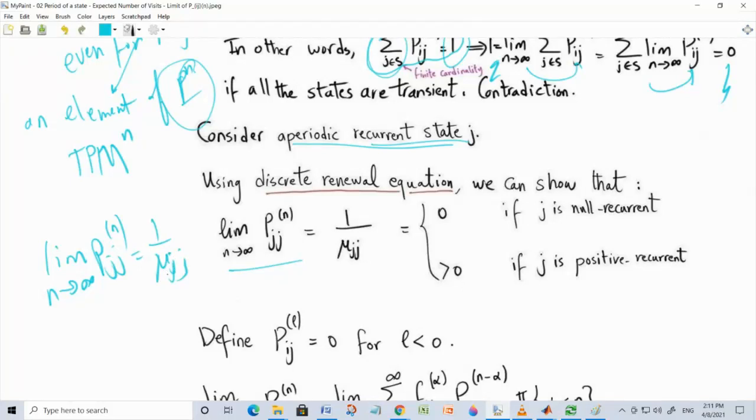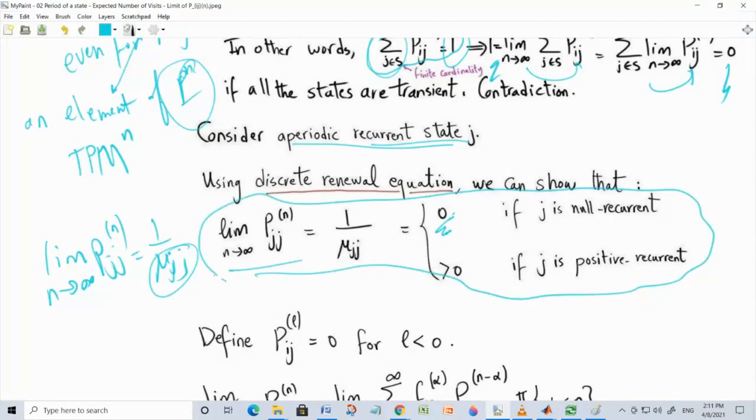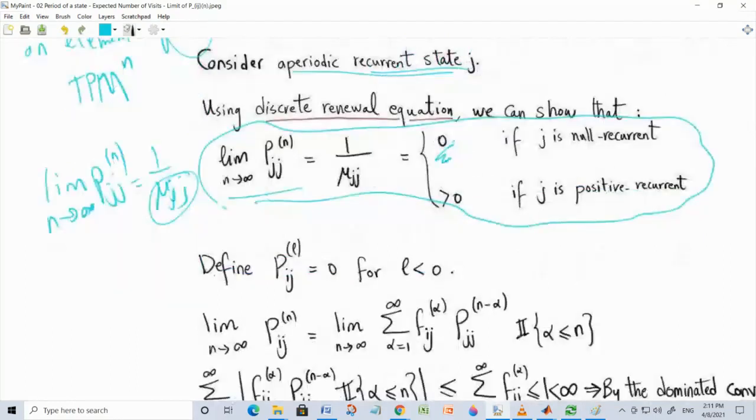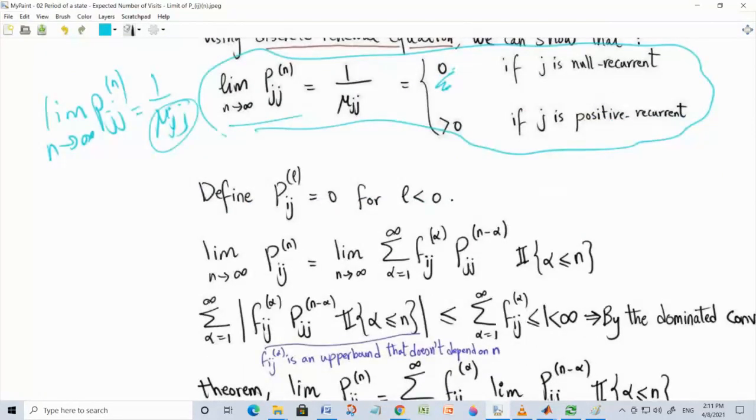And this is true for null-recurrent states and positive recurrent states. It's just the case that if the state is positive recurrent, 1 over mu_jj will be a finite positive number. But if the state is null-recurrent, then mu_jj is plus infinity and 1 over plus infinity we will take to be 0. Okay, and so this again we will take for granted. But if you are interested, you can read the proof. Starting from this, let's study this limit here: the limit as n goes to infinity of b_ij(n).